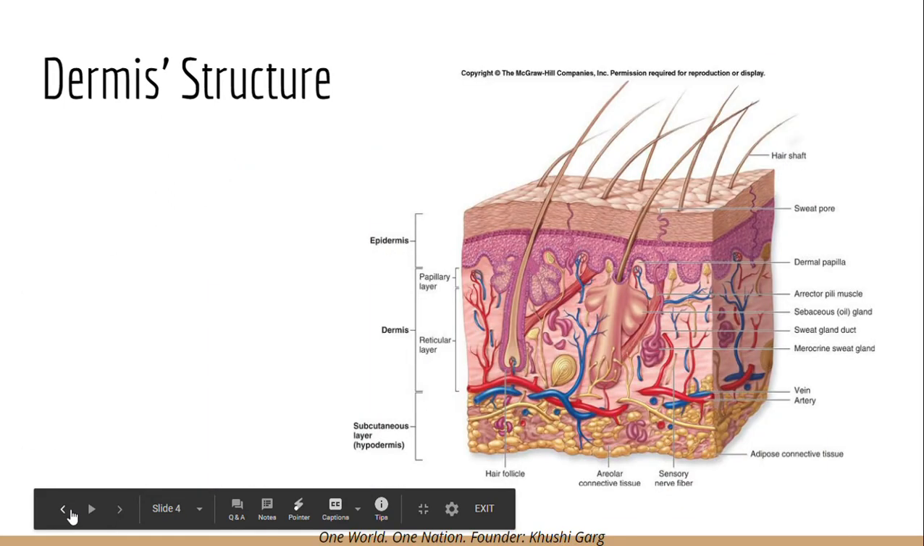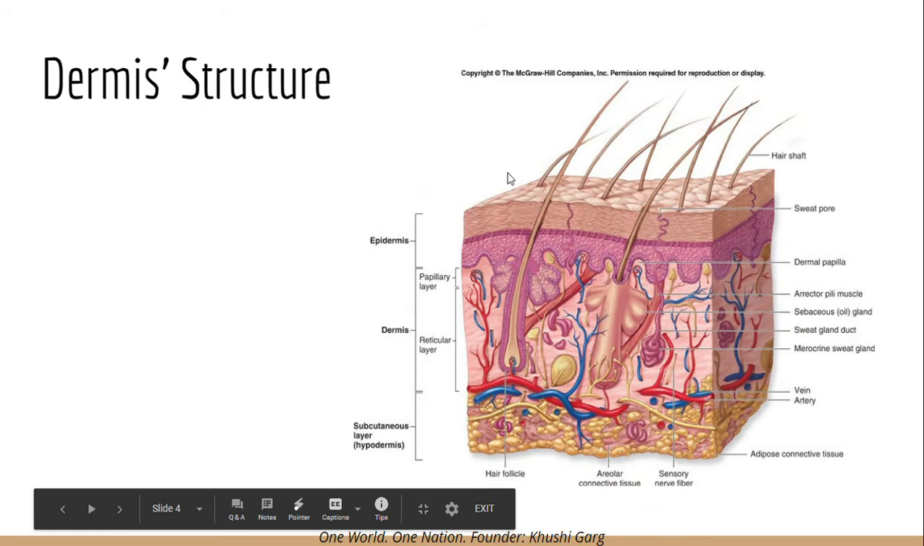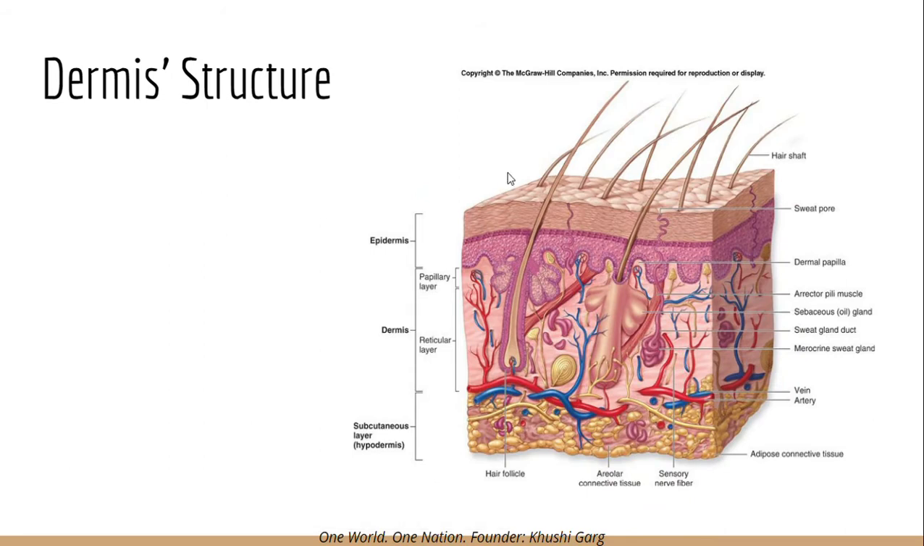The dermis is the second layer of the skin. This is much bigger than the epidermis and has many glands and structures present. The dermis is also broken down into two further divisions, the papillary layer and the reticular layer.